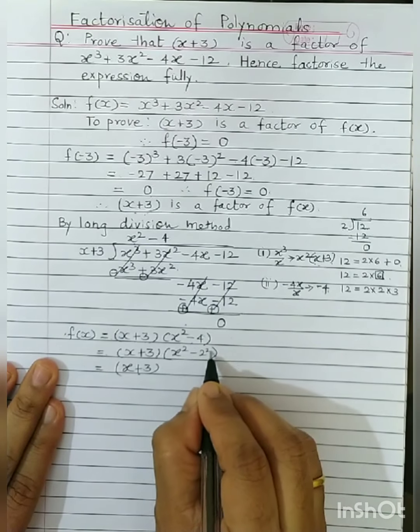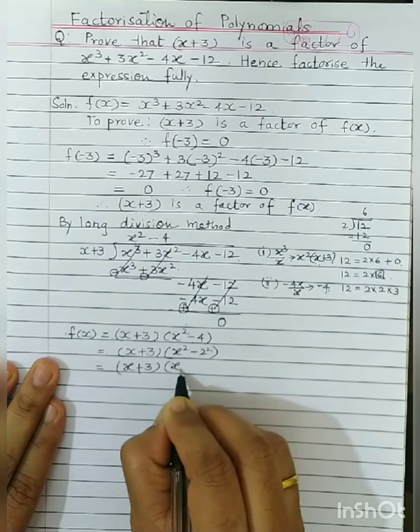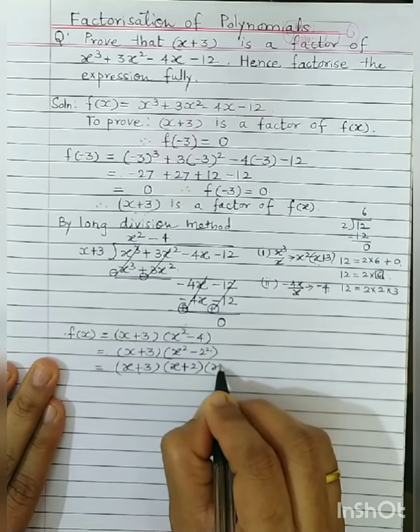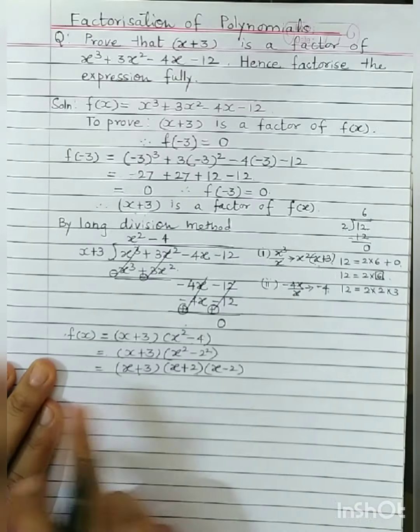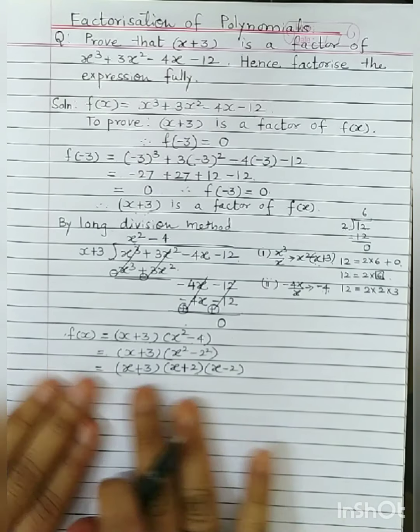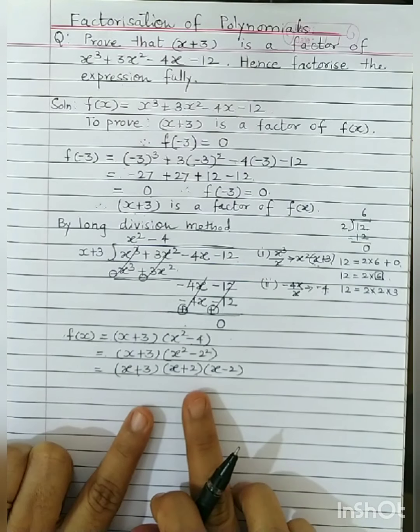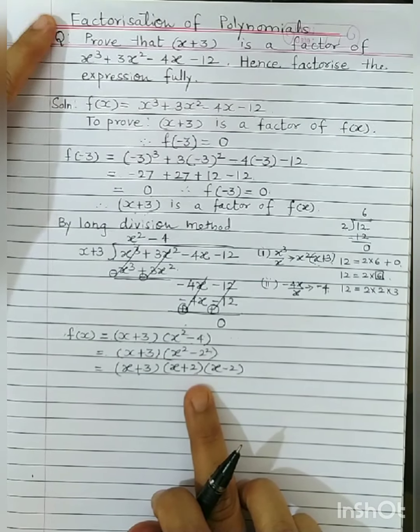A square minus b square gives a plus b, that is x plus 2, and a minus b, that is x minus 2. So f of x is completely factorized. It is written in the form of the product of the three factors. So we have completed question number 1.